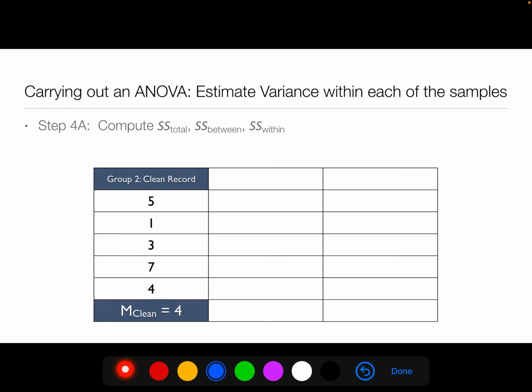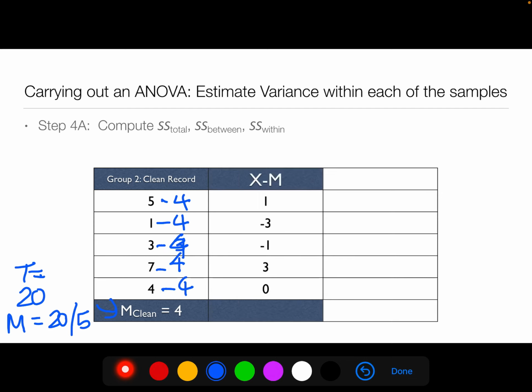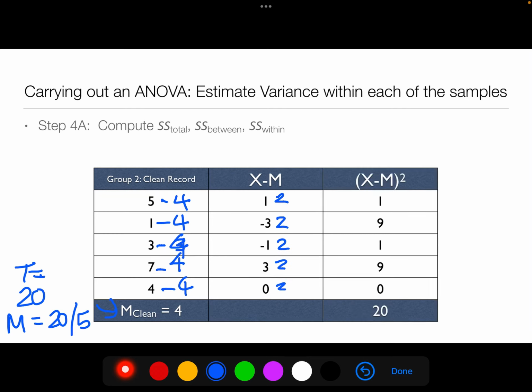Again, we'll add these values together. We will get 20 here when we add these values together. So our T is going to be 20, and our mean is equal to 20 divided by 5. That's how we got that value there. We're going to just subtract that across the board for our sums of squared, and we get these values. We're going to square each of those values, and we get these values. We'll add them all together, and we'll get our sums of squared for our clean group.